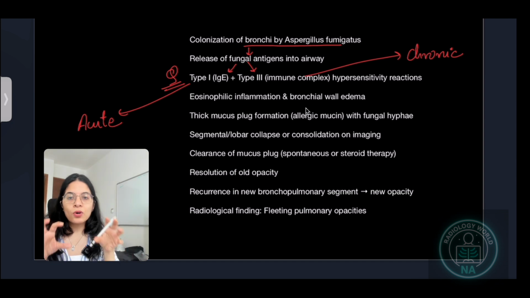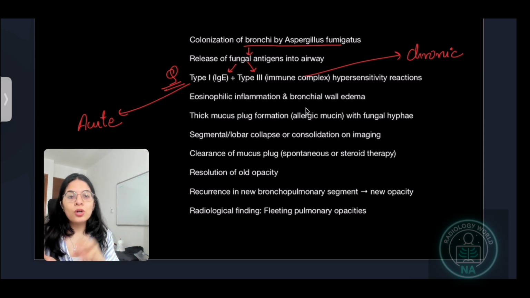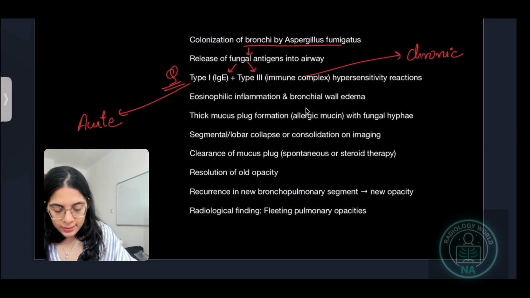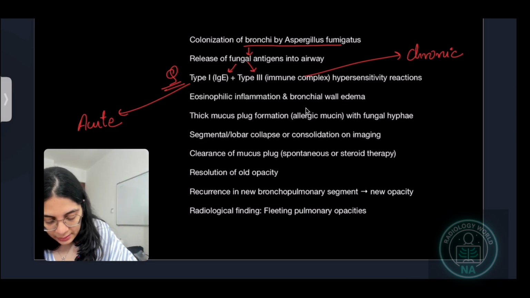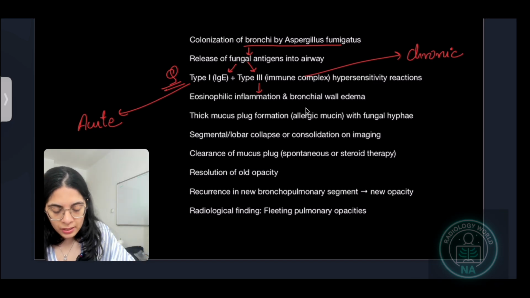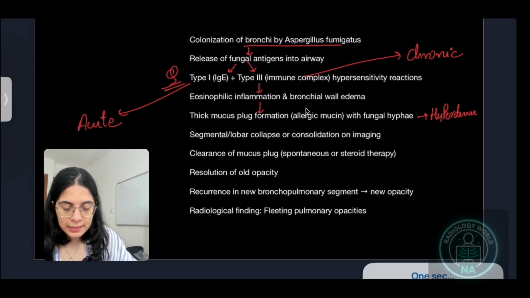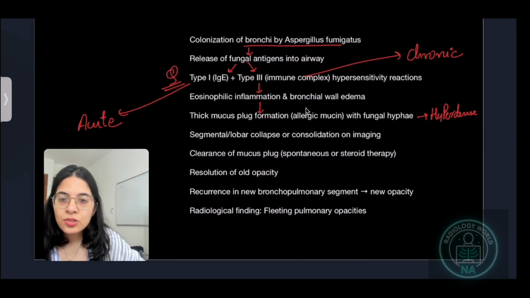Chronic symptoms means that because of these complexes deposited in the bronchus, it is going to lead to long-term inflammation, and ultimately there is damage occurring to these walls. Okay, so that is both types of reactions. There is basically a lot of inflammation happening: eosinophilic inflammation and bronchial wall edema. It is going to lead to thick mucus plugs, and mucus plugs along with this fungal hyphae are going to appear hyperdense on your plain CT. Okay, so that's going to appear hyperdense.